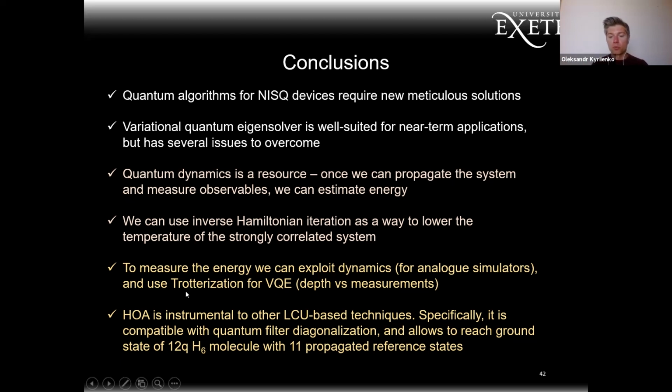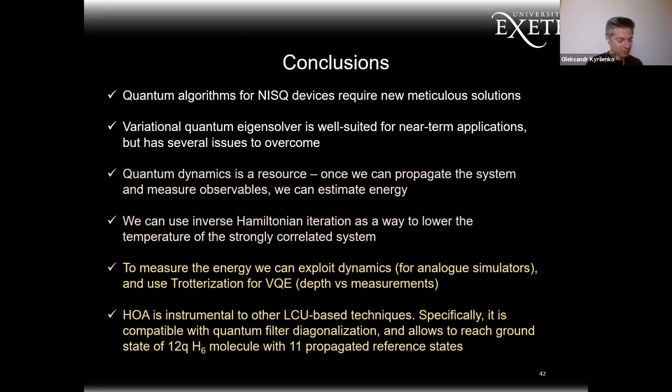And the largest example we considered was the 12-qubit H6 molecule, where we can prepare energy below chemical accuracy. So that would be all from my side, and I don't have time to continue. Maybe next time we will discuss differentiable quantum circuits.